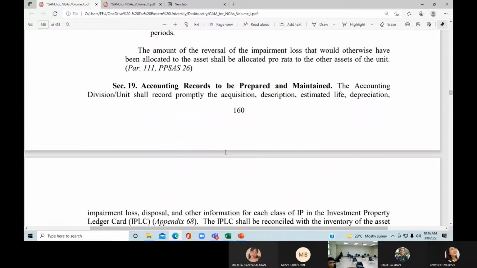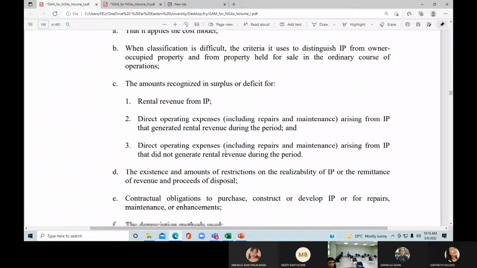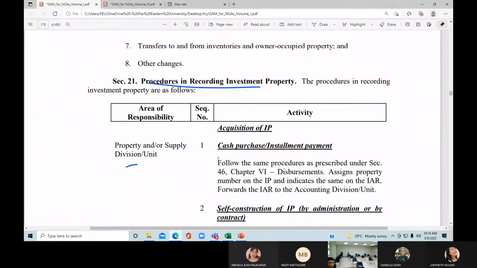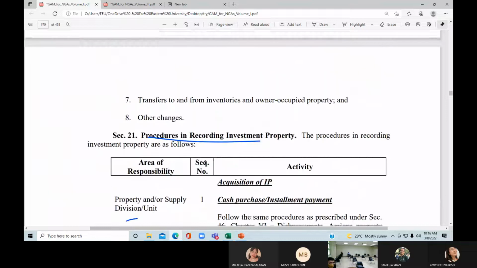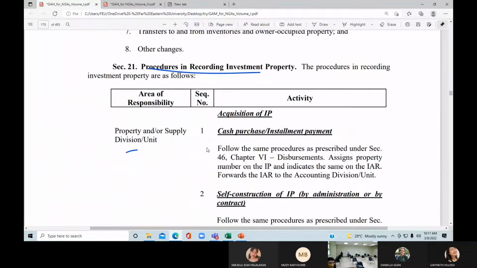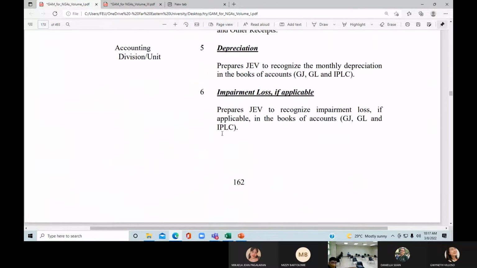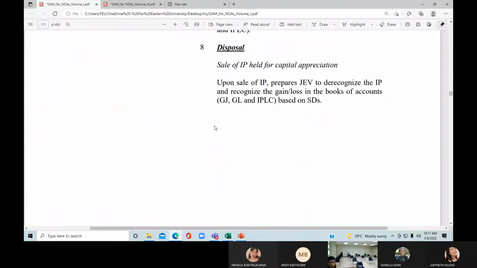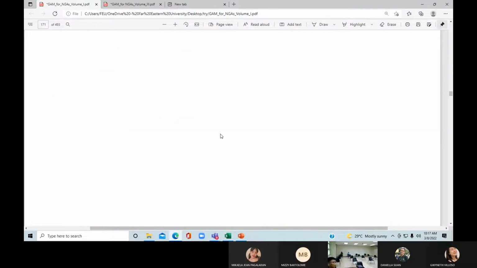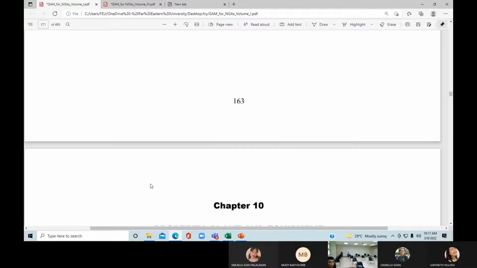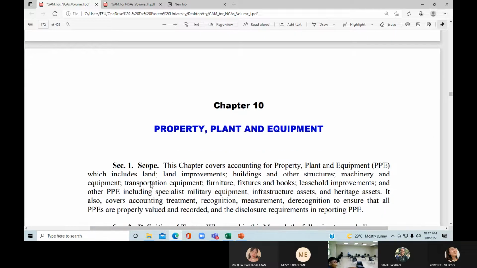Okay, hanggang dito lang naman tayo, no? Itong disclosures and procedures, for your reading na lang yan kung gusto mo mas ma-appreciate yung government accounting for investment property. Important sa atin yung entries. Then next natin ito, PPE.